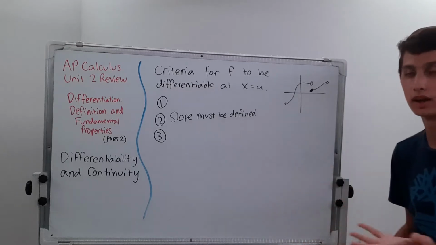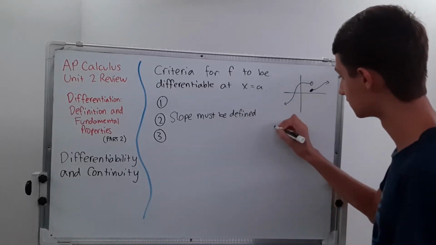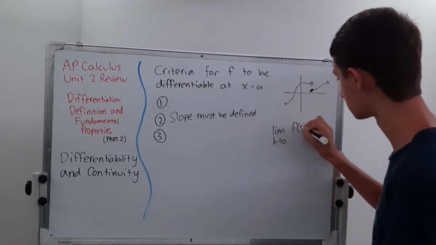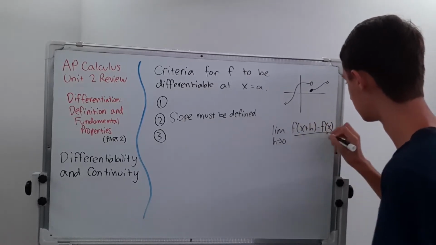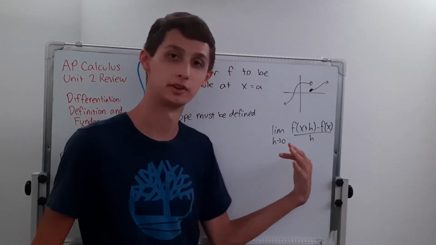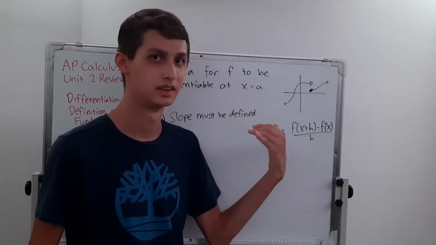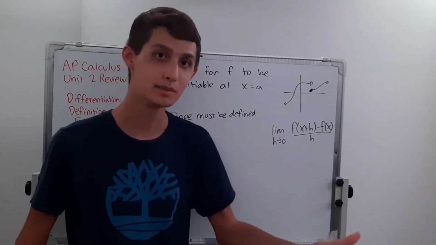And let me show you a little more of that. Remember, our limit definition of a derivative was the limit as h goes to 0 of f of x plus h minus f of x, over h. So to find a derivative, we have to have this limit, right? We have to solve this. But if the limit doesn't exist, then we can't solve it, so we can't find the derivative. So we need the limit to actually exist.